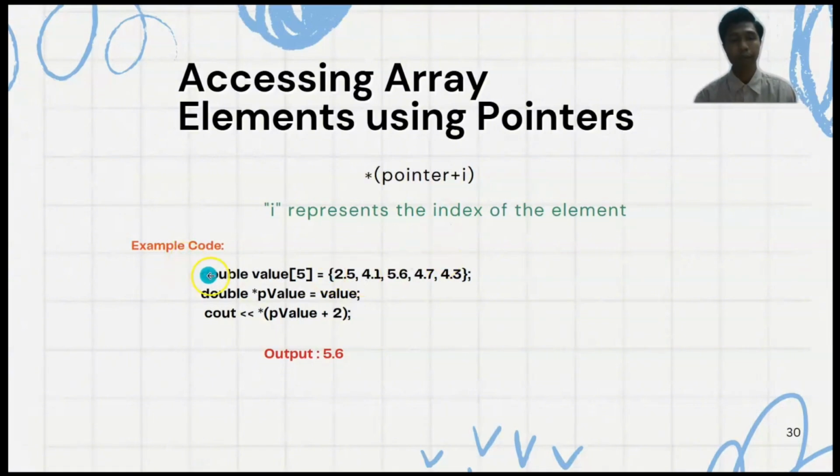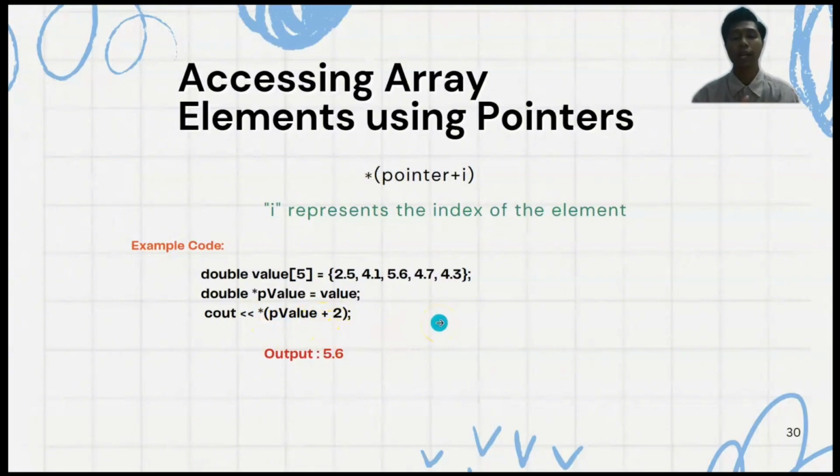For example coding, like I said, we use double because we want higher precision of decimal numbers. Double value array of size 5. If we put 4, it will not run the coding; it will error. After that, we declare the pointer. We use double star p value equals to the first element of the array. And after that, count star p value plus 2.